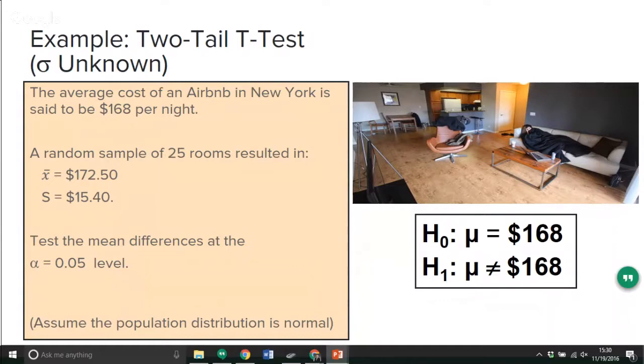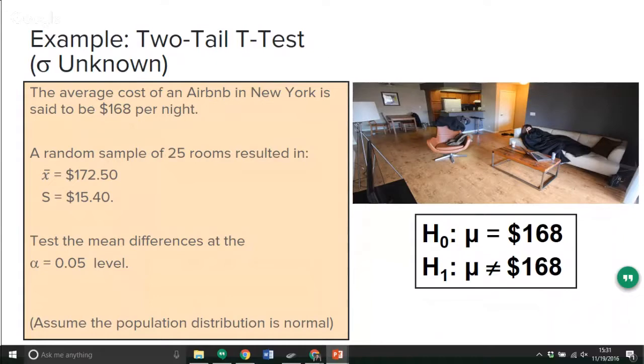We have an average cost, and it is said to be. And we want to know, in fact, if that is correct, if the average cost is about $168 a night. So that would essentially be our mu in this instance, our hypothesized population mean that we are testing. What are we testing it against? We are testing it against our sample, which we go out and collect. So we randomly sample 25 rooms and we find that X bar, or our sample mean, is $172.50, and our sample standard deviation is $15.40.